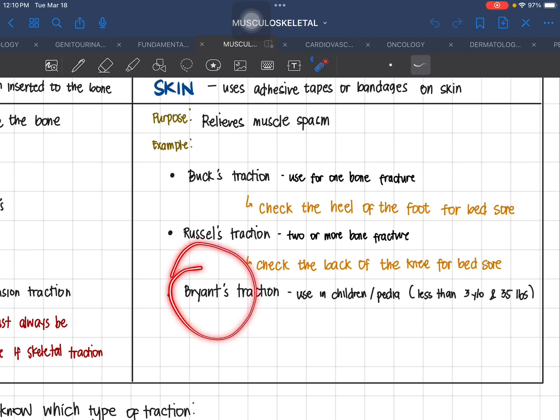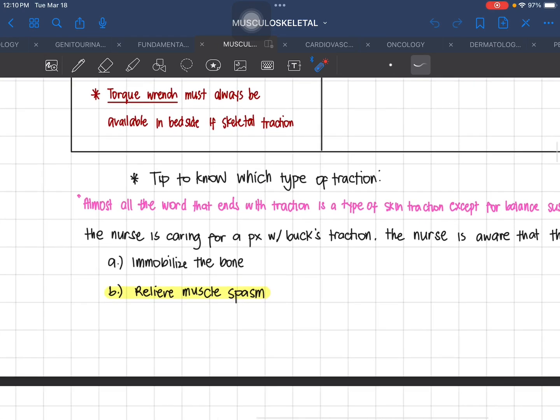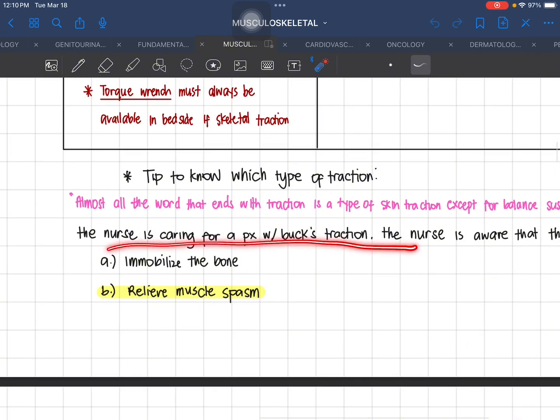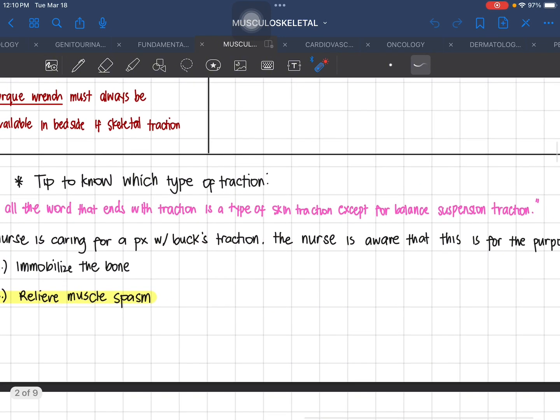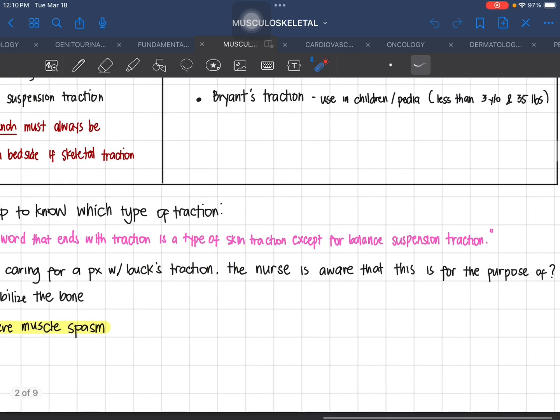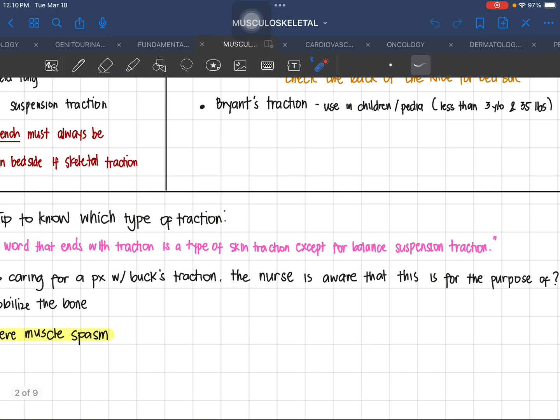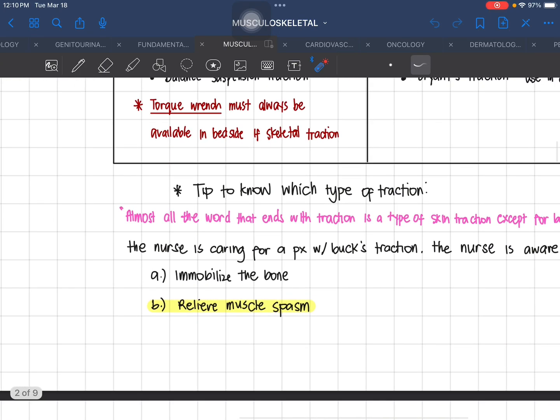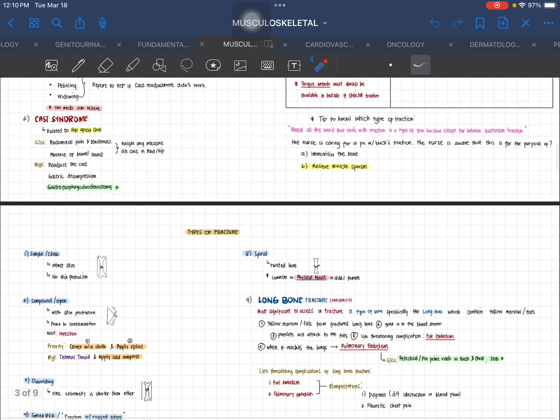Ito namang Bryant's traction. This is commonly used sa mga children o pedia, age less than 3 years old, with 35 pounds lang. Ayan, ito example. The nurse is caring for patient with box traction. Dahil may traction, skin traction siya. So, ano ba ang purpose ng skin traction? It is to relieve muscle spasm. See? Na-apply natin.